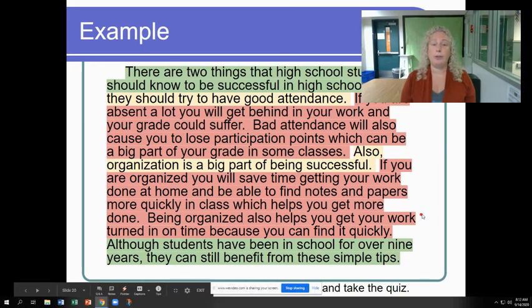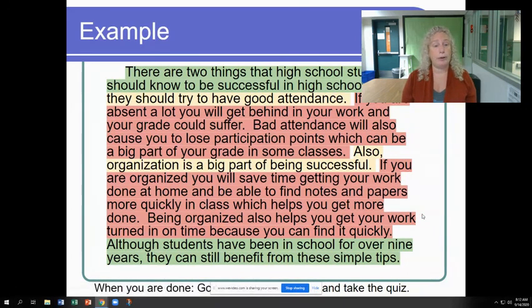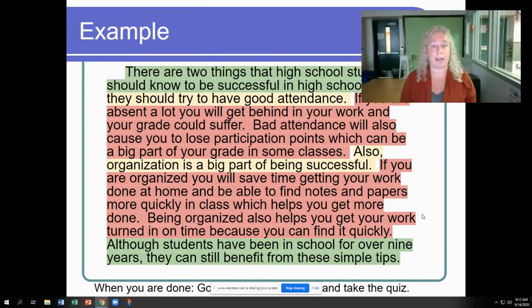There are 2 things that high school students should know to be successful in high school. First, they should try to have good attendance. If you are absent a lot, you'll get behind in your work and your grade could suffer. Bad attendance will also cause you to lose participation points, which can be a big part in your grade in some classes. Also, organization is a big part of being successful. If you are organized, you will save time getting your work done at home and be able to find notes and papers more quickly in class, which will help you get more done. Being organized also helps you get your work turned in on time because you can find it quickly. Although students have been in school for over 9 years, they can still benefit from these simple tips.